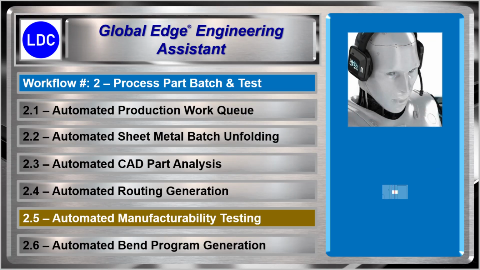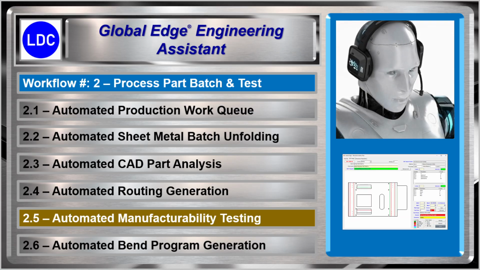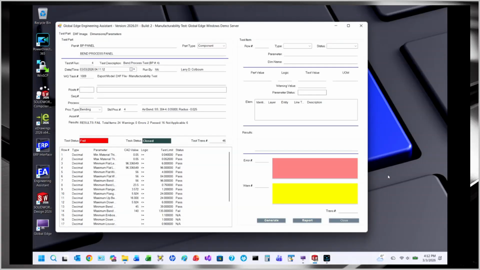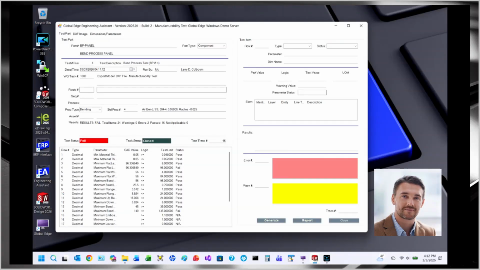This step illustrates the automated manufacturability testing capabilities to identify potential sheet metal fabrication errors before parts leave engineering. The Test Part tab displays the individual tests that were performed on the selected sheet metal part. The CAD value column displays each of the CAD part parameters that are contained in the sheet metal CAD model. The test limit column displays the test limit values that are defined in the matching bend process. The status column displays whether the CAD part parameter value falls within the bend process limit by indicating either pass, fail, or warning, which indicates it could be a potential issue.